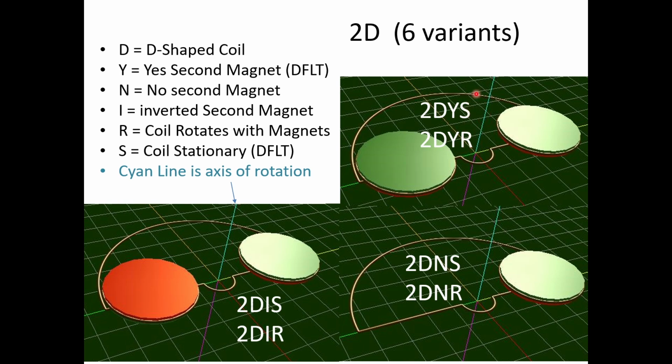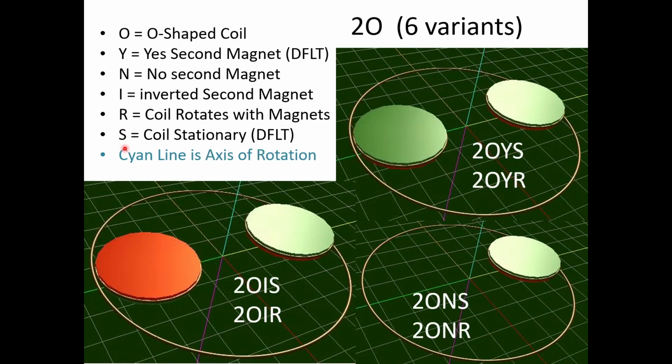Okay, so that's the only difference between the S and the R. In the S, the coil remains stationary and the magnets move. And this is our standard configuration. So there are 6 variants of 2D. Now the next coil type is the O. Obviously, it's just a big circular loop. And again, same thing with all the other things. That gives 6 variants of this.